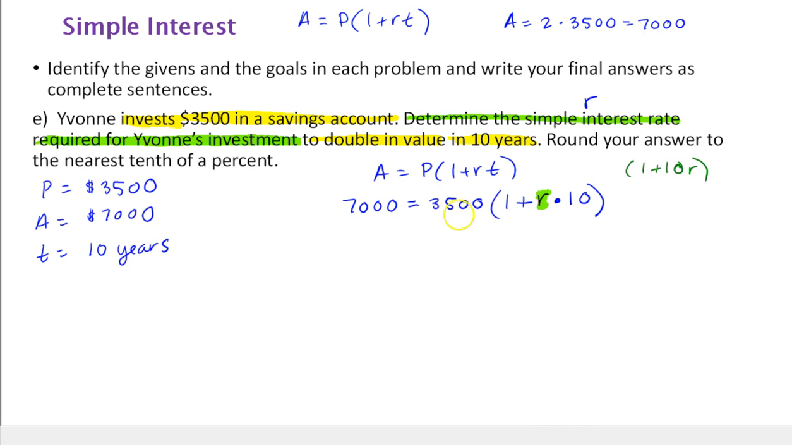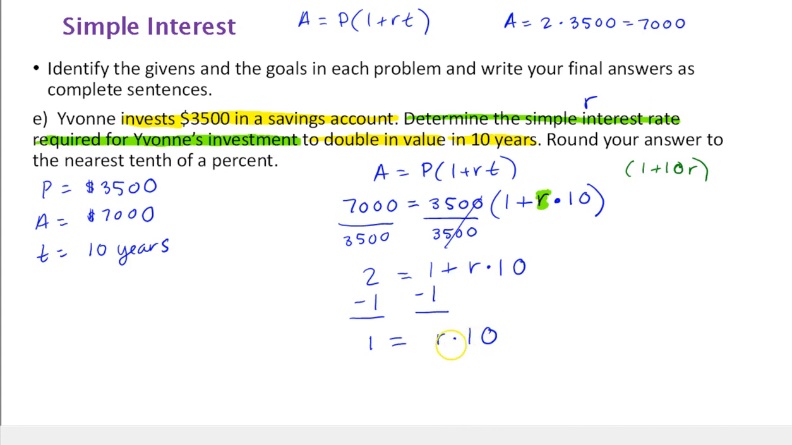Okay, so remember our first step is we want to isolate this expression. We could distribute, but that's a lot of work that we actually don't need to do, because if we divide both sides by 3,500, this cancels to 1, and this cancels to 2, because we just found the amount equals 2 times 3,500 is 7,000. And now we can drop these parentheses, and we have 1 plus R times 10. Okay. Our next step is to subtract 1. And we have 1 equals R times 10.